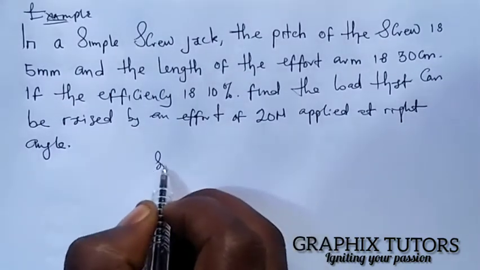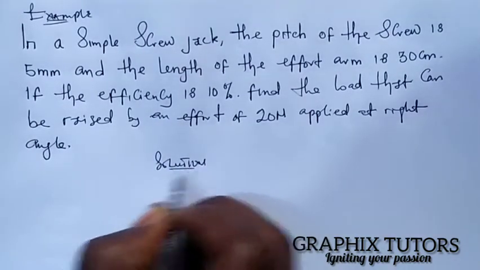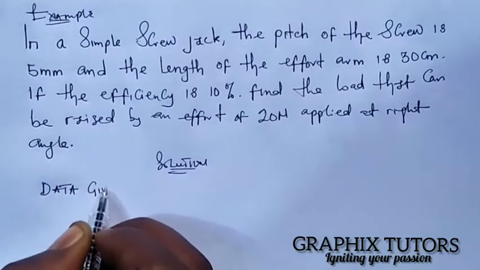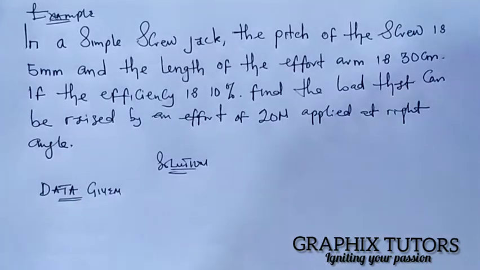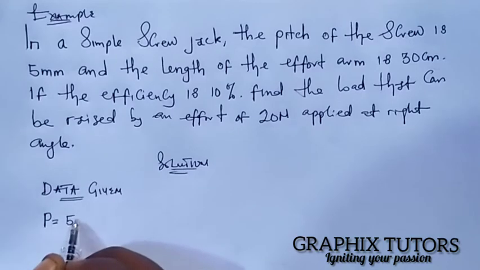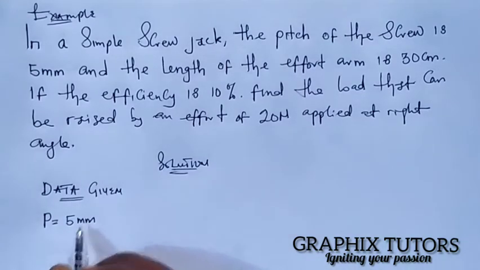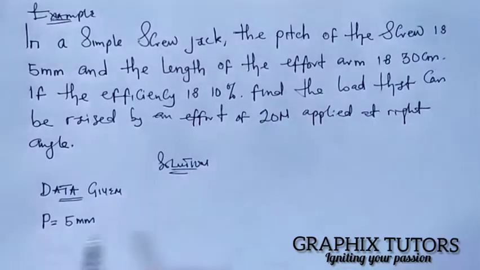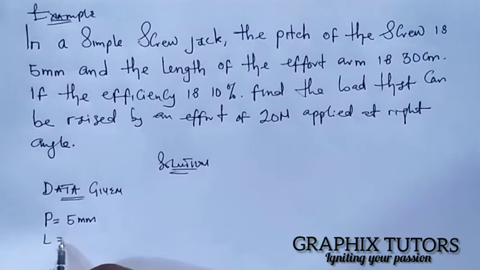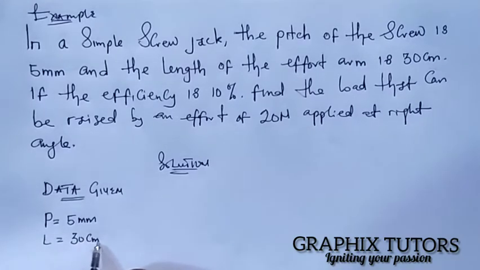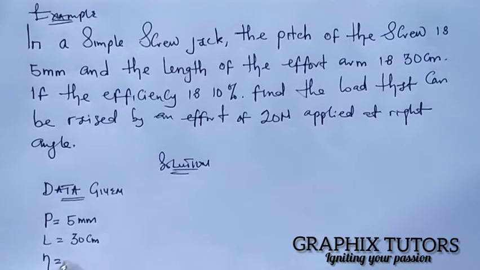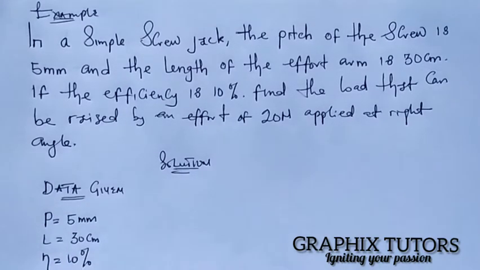Solution. The first thing you do, you write out the parameters, which are the data given. So the data given are, we have the pitch P, which is given as what? The 5 mm. We have the length of the effort arm, which is given as what? 30 cm. That is the length. The efficiency, which is given as 10%, right?